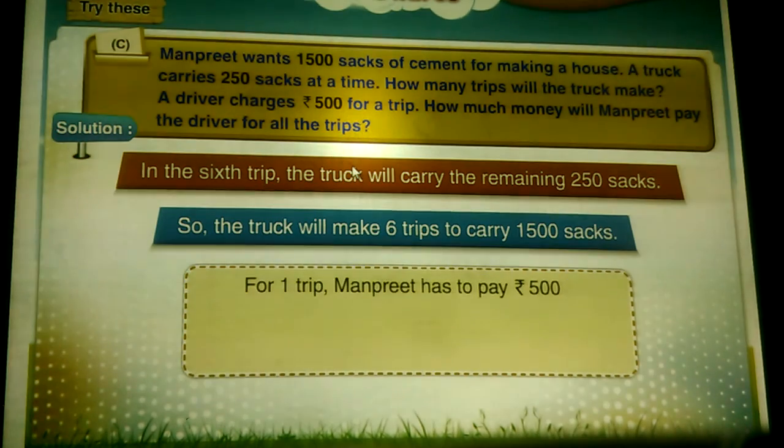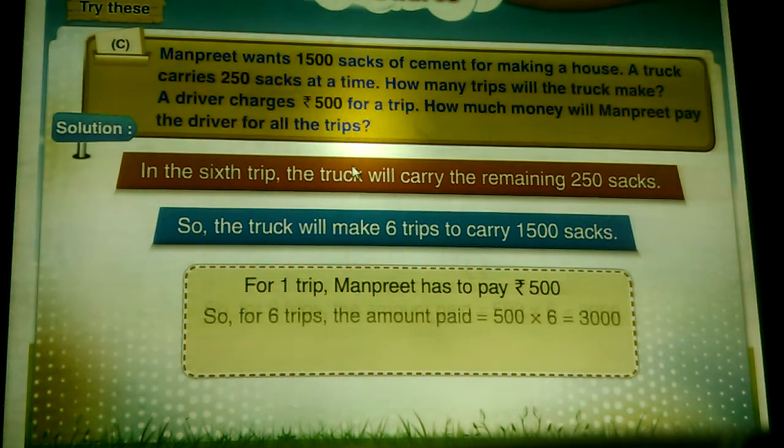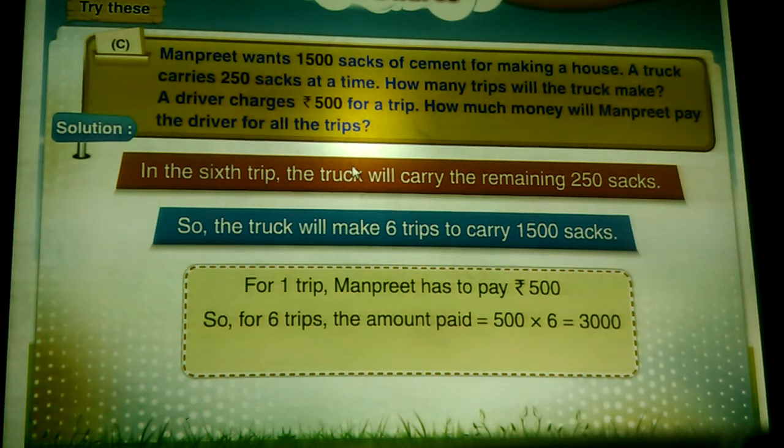For one trip, Manpreet has to pay rupees 500. So for 6 trips, the amount paid is equal to 500 into 6. That is equal to 3,000. That is, he will pay rupees 3,000 for all the trips.